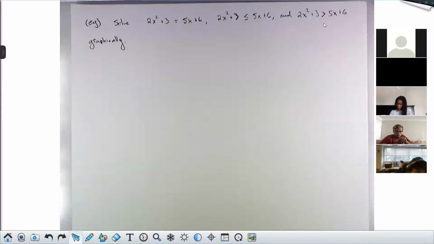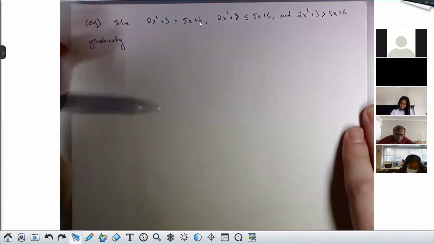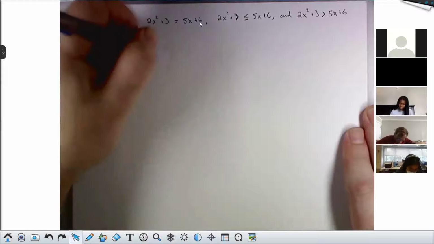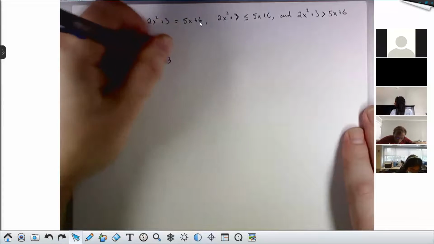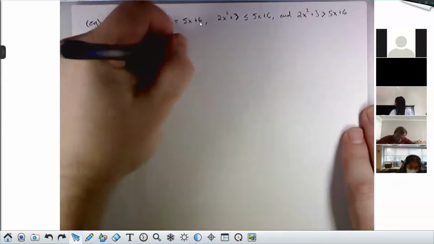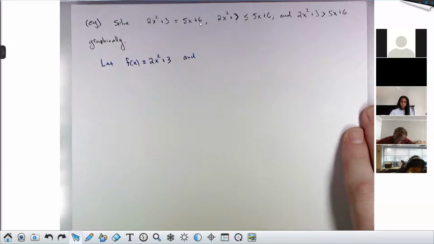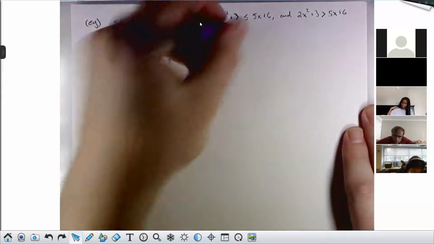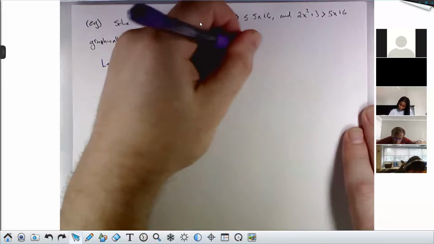Each equation or inequality involves the same two functions, right? One function here is 2x squared plus 3. The other function is 5x plus 6. So I'm just going to give those a name. I'll call one of them f, and I'll call the other one g, which should be 5x plus 6.